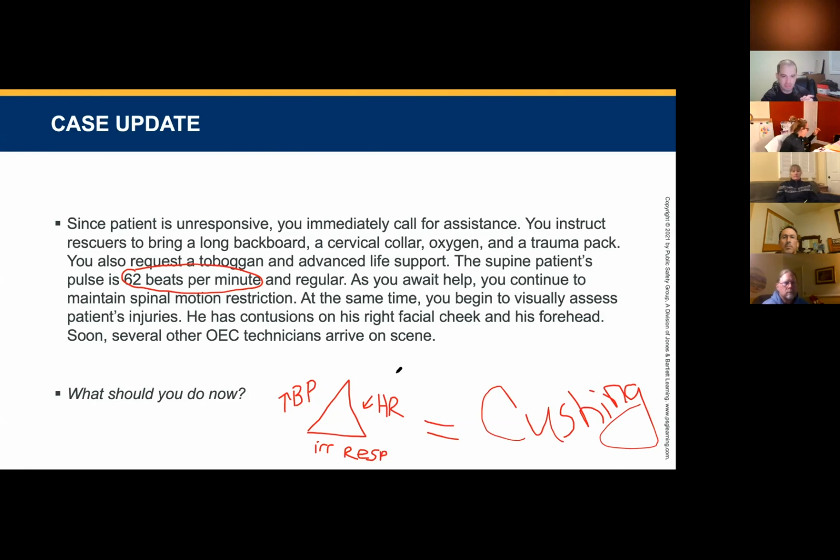So as you await help, you continue to maintain spinal motion restriction. At the same time, you visually assess the patient's injuries. He's got contusions on the right facial cheek and his forehead, and soon other additional rescuers arrive. So what should you do?